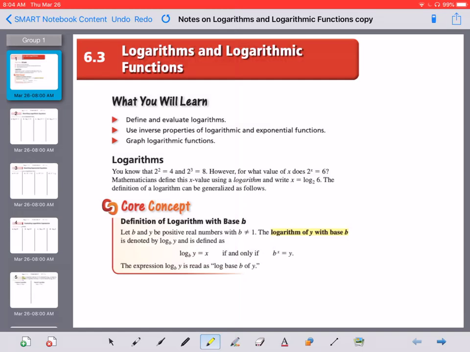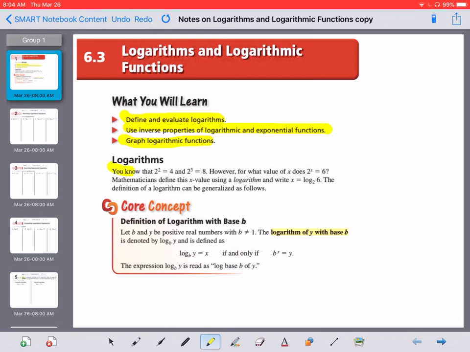Welcome everyone. Today we're going to go over Chapter 6, Section 3, Logarithms and Logarithmic Functions. You'll learn today how to define and evaluate logarithms, use inverse properties, which we've gone over before, of logarithmic and exponential functions, and then we'll graph logarithmic functions. So, what the heck is a logarithm?